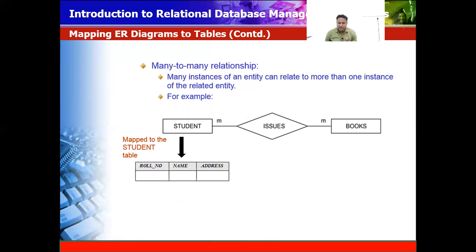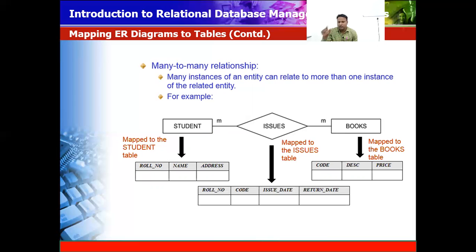Here we represent one student table and another books table. The student issues some books. There is a many to many relationship.